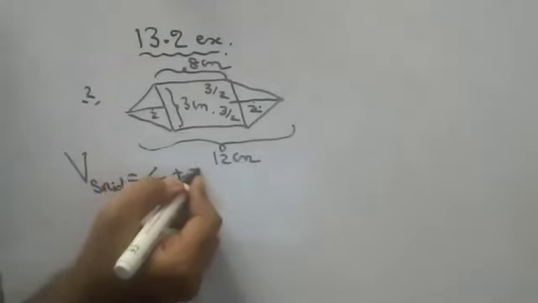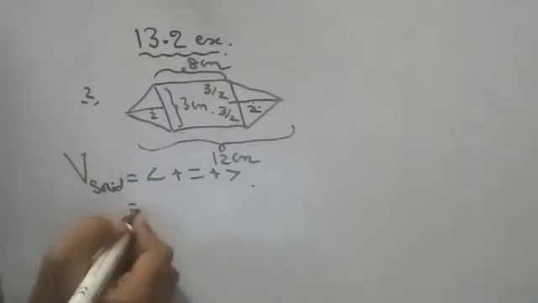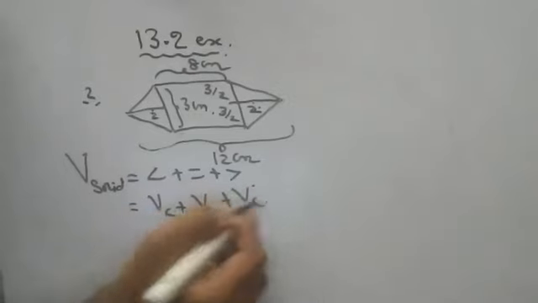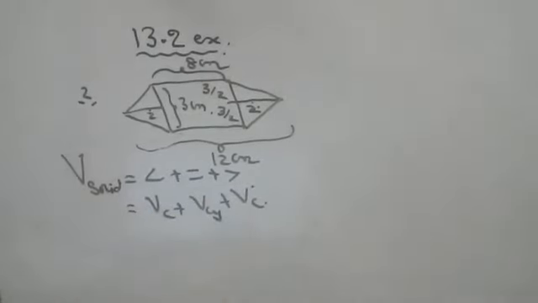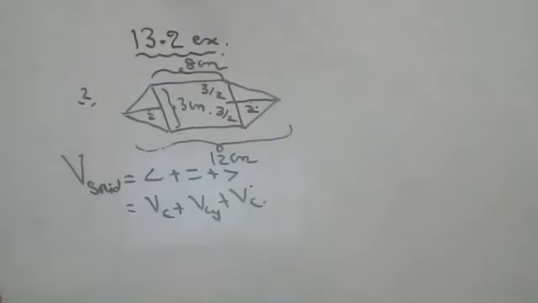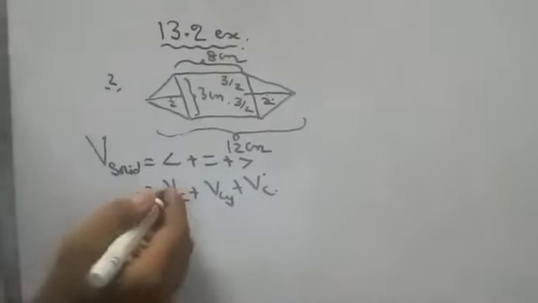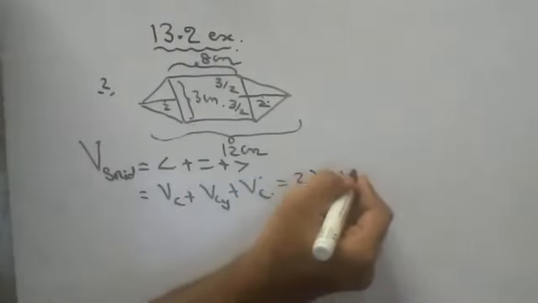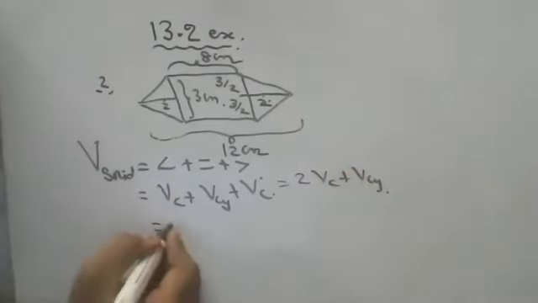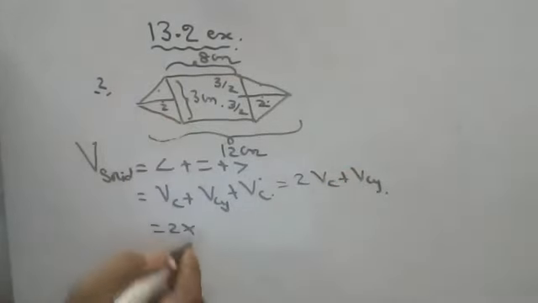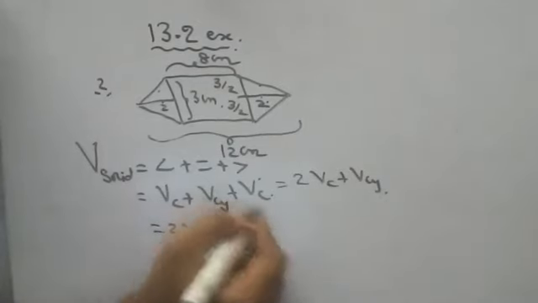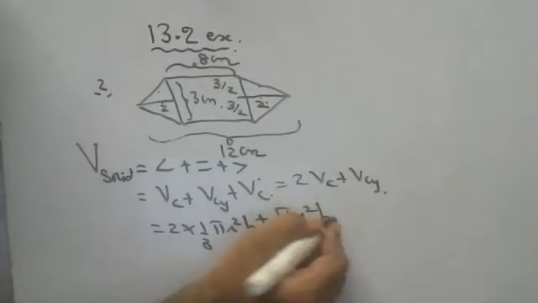One cone is there, one cylinder is there, one cone is there. Volume of cone plus volume of cylinder plus volume of cone. So two volumes of cones I am putting here, all of you see here. So 2 volumes of cones plus volume of cylinder. Volume of cone is 1 by 3 pi r square h plus volume of cylinder is pi r square h.